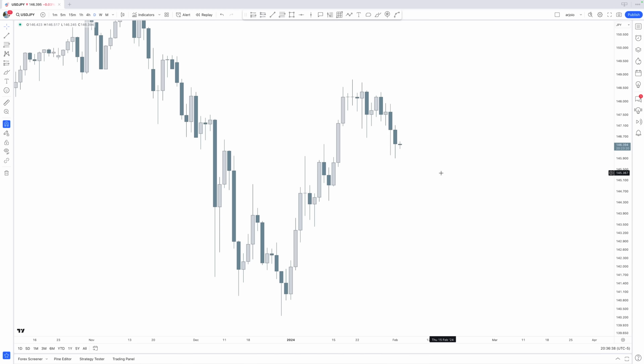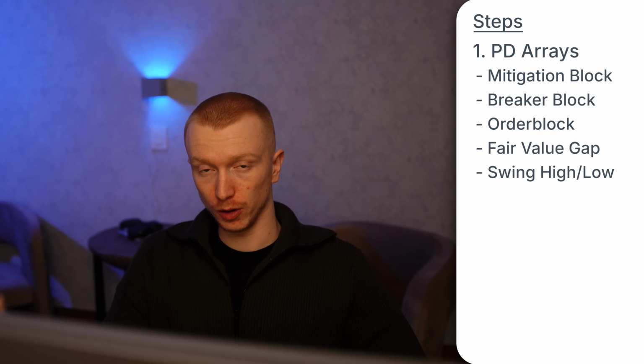So here we see US dollar JPY on the daily time frame. And before we dive into that, we need to understand the 5 bullet points that will help us in understanding FLOD, OD and LLOD. Where the first bullet point is PDRAs. The PDRAs that we use are mitigation block, breaker block, order block, fair value gap, and in this case, swing high, swing low.